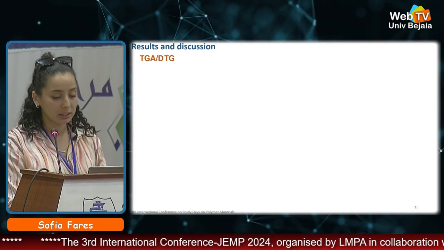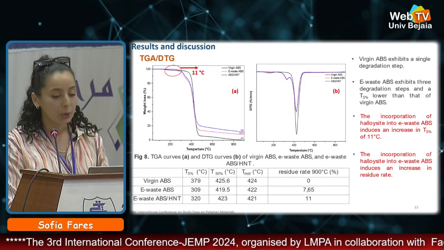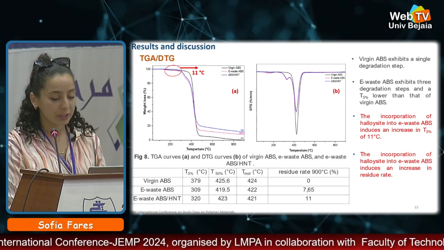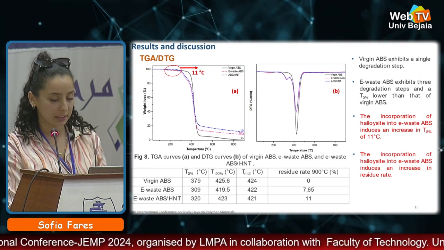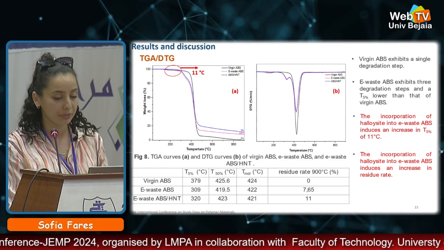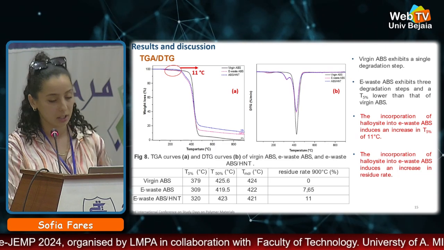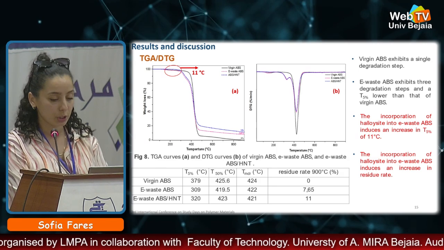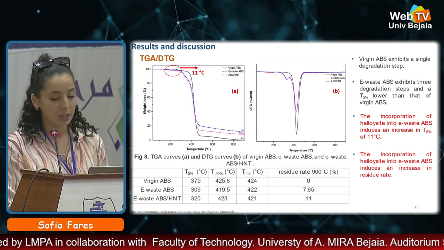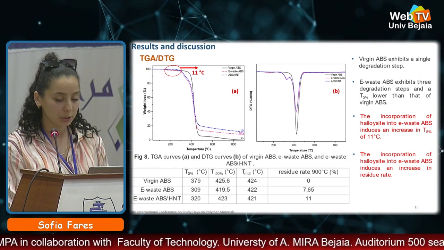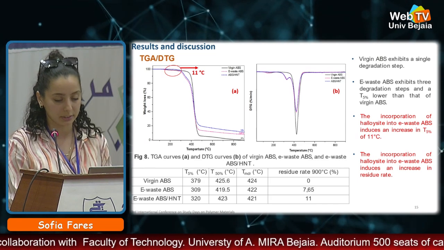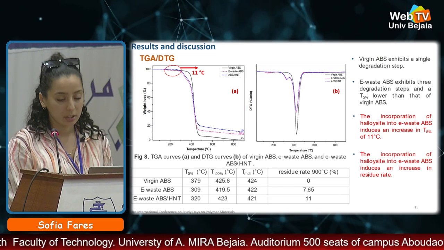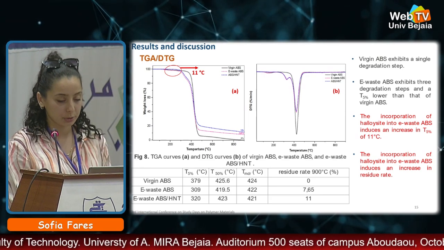The third technique is thermogravimetric analysis, which helps us examine the thermostability of the samples. Figure 8 shows the TGA and DTG curves of virgin ABS, E-waste ABS, and E-waste ABS with HNT. The virgin ABS shows a single degradation step with a residue rate of almost 0%. This indicates a complete degradation at 900 degrees Celsius.